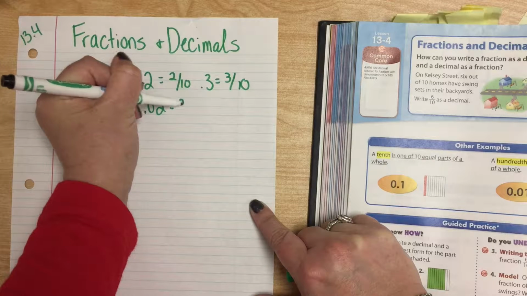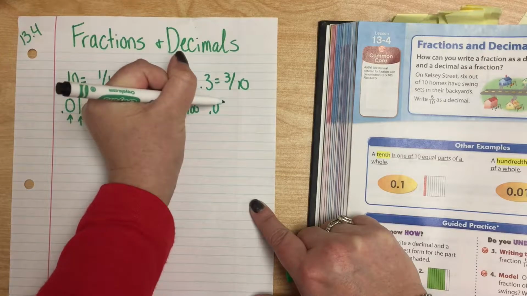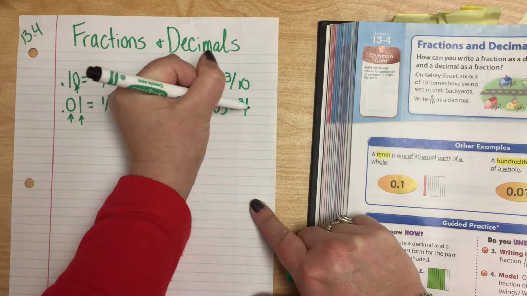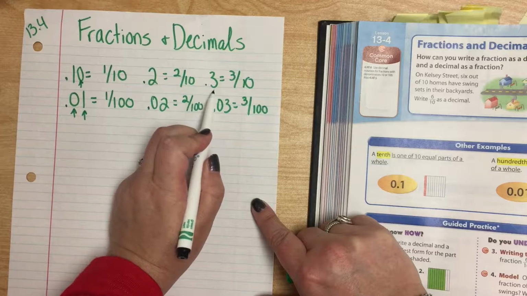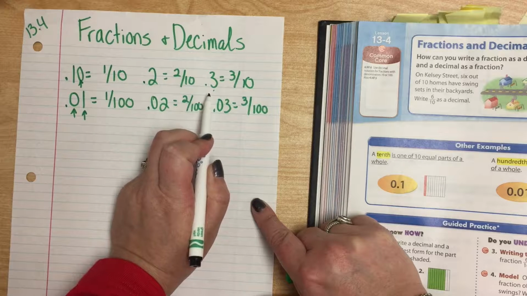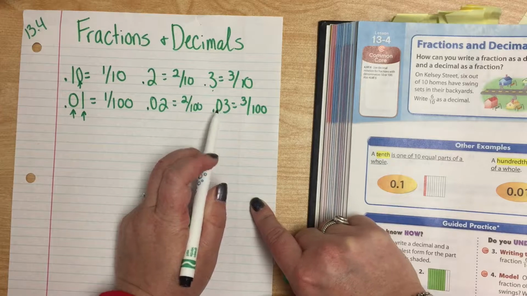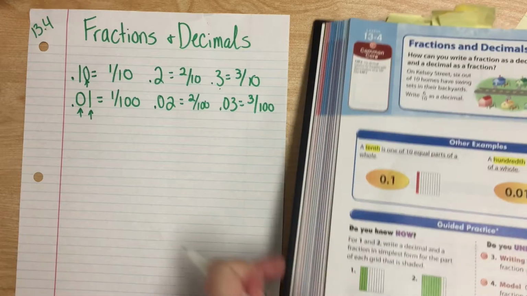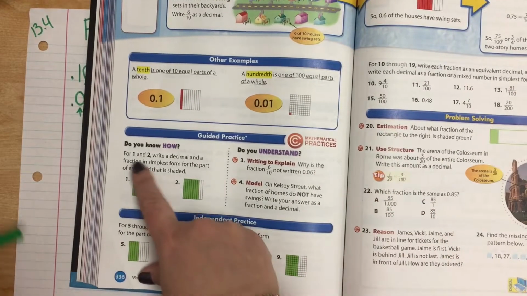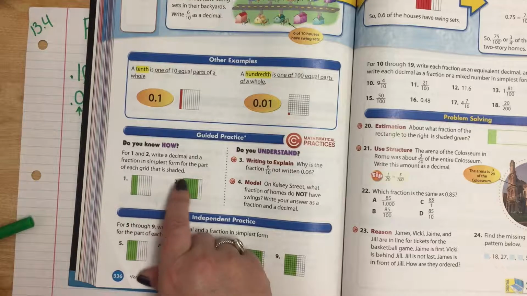Same thing here. 0.02 is 2 out of 100, 2 pennies. 0.03 is 3 out of 100. So if you only get one number, automatically it means it's a 10. If you're getting two numbers, and the first one is a 0, automatically it's 100. So for your first part right here, it says for 1 and 2, write a decimal and a fraction in simplest form for the part of each grid that is shaded.